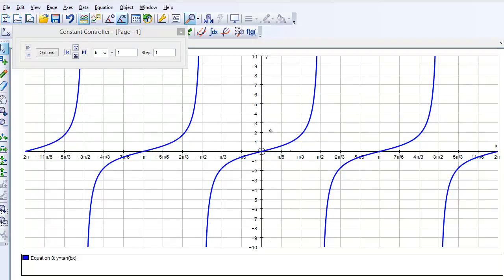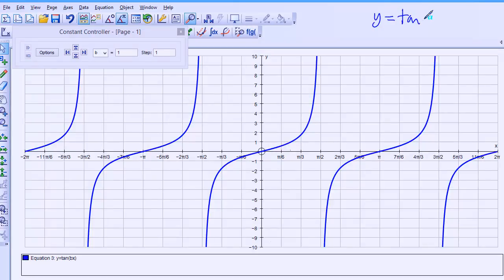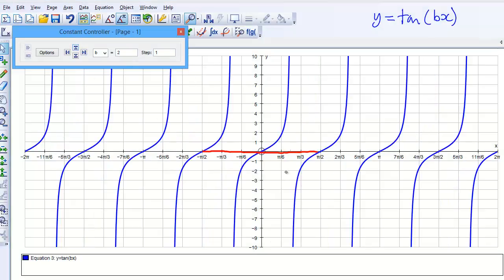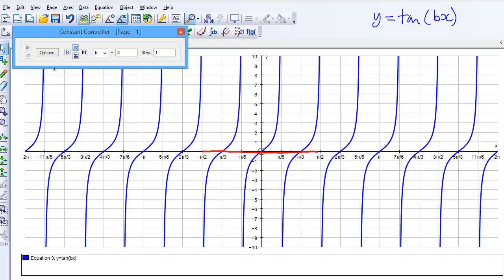Now, I've changed this to y equals tan of bx. And at the moment b is set to 1, so it's the standard tan graph. And we can see that this section here goes from -pi by 2 through to pi by 2. So we have a period of pi. Now, let's just make this 2, and then we can see that this is reduced to pi by 2 as a period. And if we go to 3, that's even easier to see because we've got the axes here.